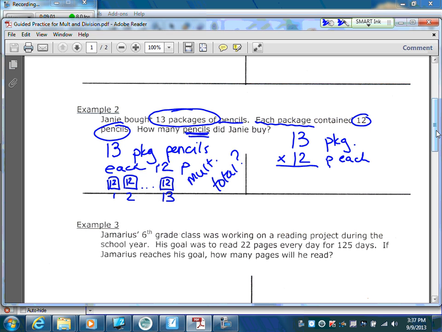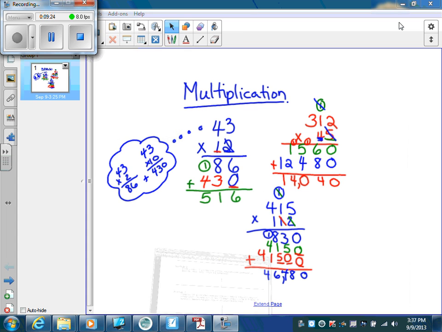Multiply them. 2 times 3 is 6. 2 times 1 is 2. Scratch, lay an egg. 1 times 3 is 3. 1 times 1 is 1. Add them up. I have 156 pencils. Okay, so multiplication, that is our review. We'll go over more tomorrow, but let's do our notes on division.